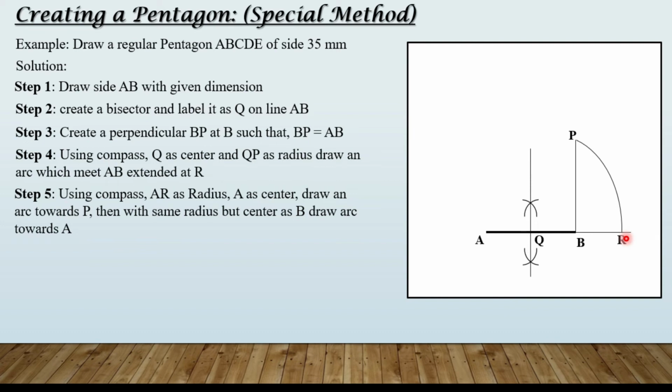Now most important step. You have to take radius AR in your compass. You have to keep compass at A, draw an arc on this side of the P, then with the same radius, just changing the center from A to B. Again I am having the same radius in compass AR. I have just changed the center to B, creating an arc on opposite side.